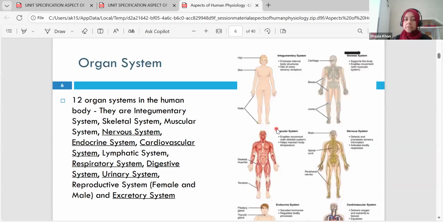Now coming towards the organ system, there are 12 organ systems in the human body. These are the integumentary system, skeletal system, muscular system, nervous system, endocrine system, the cardiovascular system, the lymphatic system, the respiratory system, digestive system, urinary system, and the reproductive and excretory system.